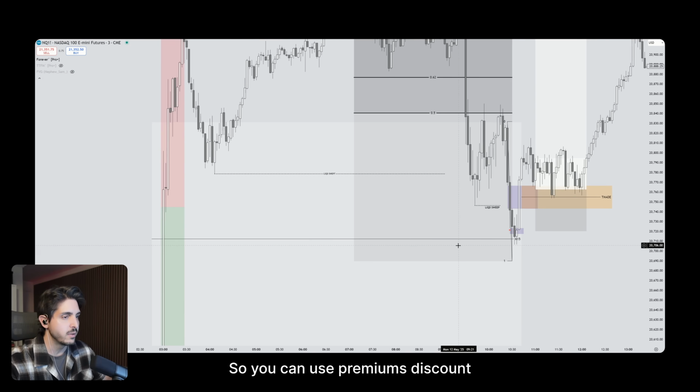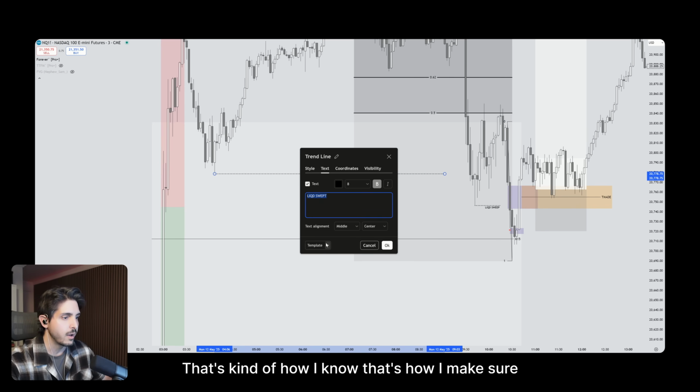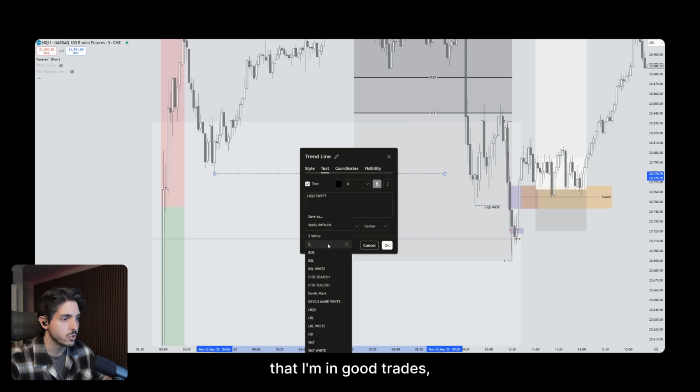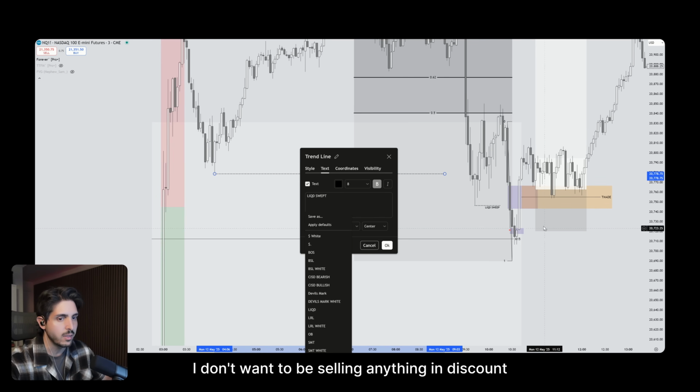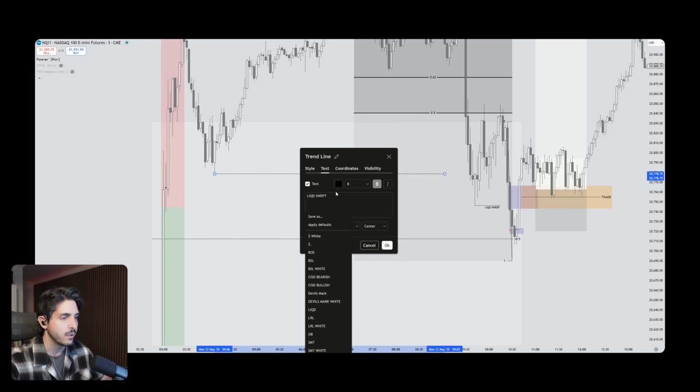So you can use premium to discount a lot for your trades. I do it all the time. That's kind of how I know. That's how I make sure that I'm in good trades, right? I don't want to be selling anything in discount, and I don't want to be buying anything in premium.